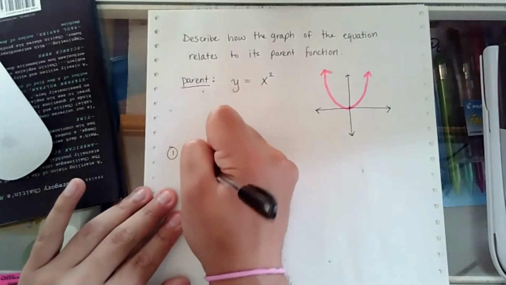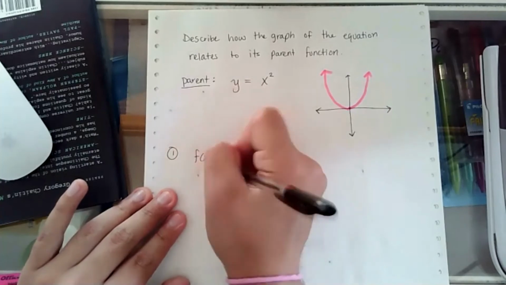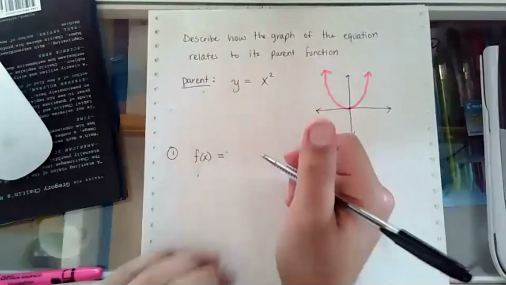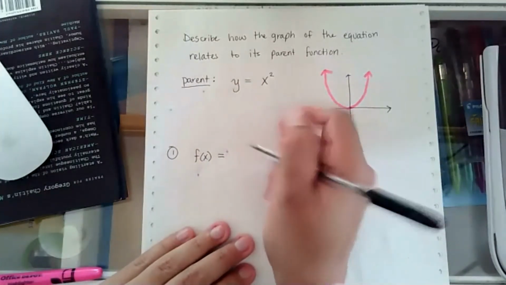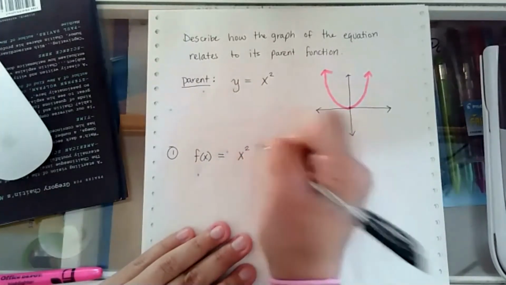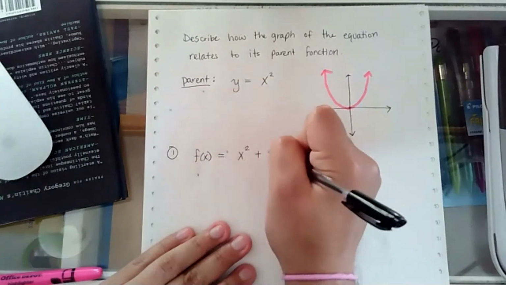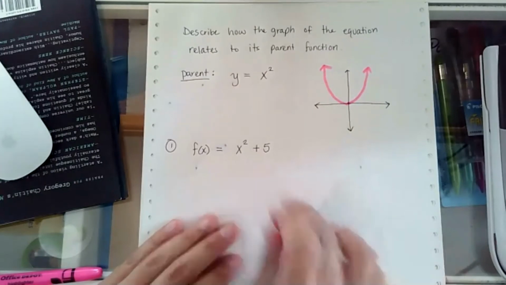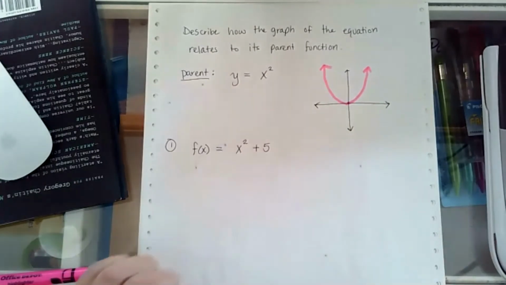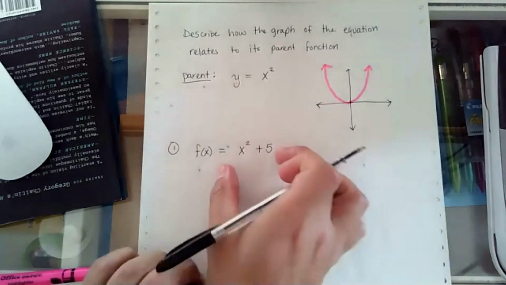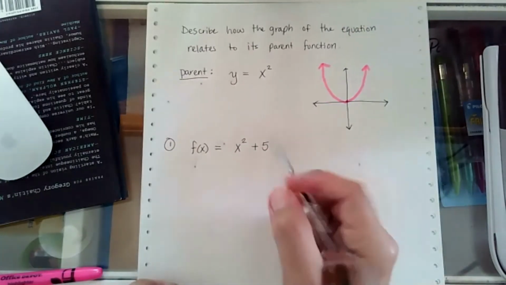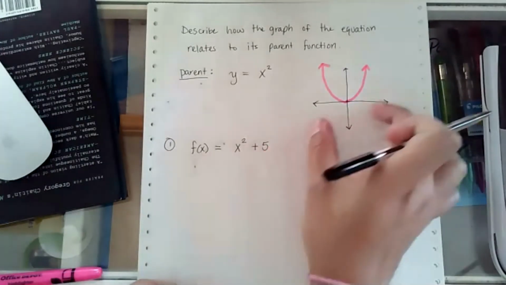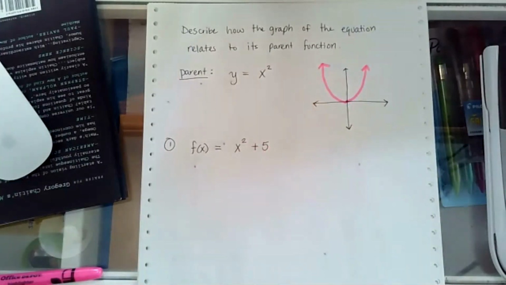So we're going to first examine this function, f of x is equal to, let's go with x squared plus 5. Based on this equation and the rules that I just gave you, adding 5 to this parent function has what effect on the graph? Shifts up.